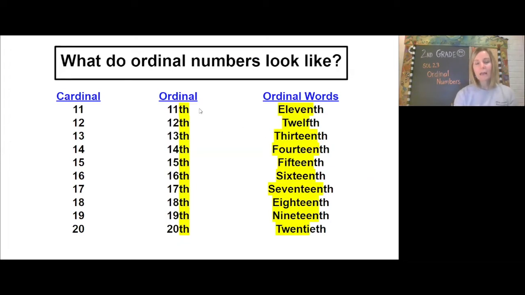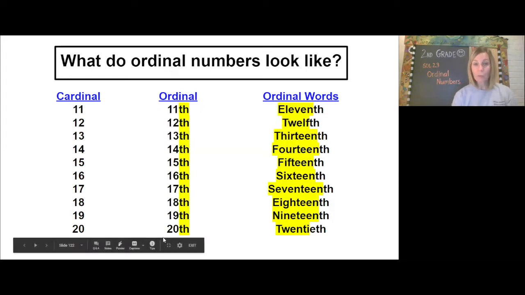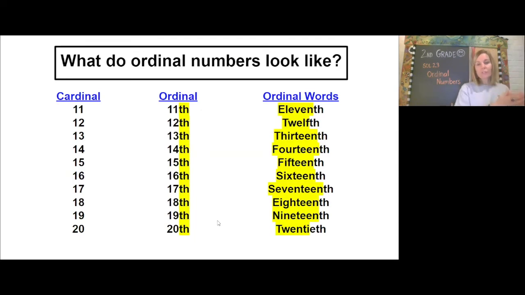Well, it looks like every single one of them from 11 through 20 ends in a TH. That's different than 1st through 10th, because 1st, 2nd, and 3rd don't end in TH. TH doesn't start until 4th.